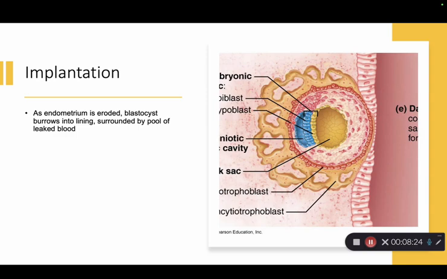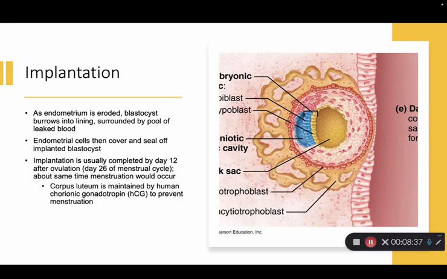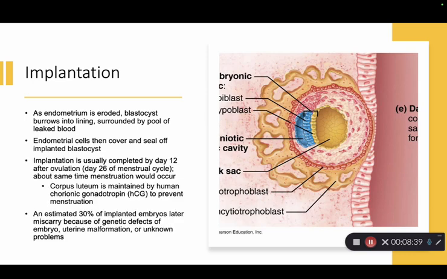As the endometrium is continuously eroded, and as the blastocyst burrows into the lining, it becomes surrounded by a pool of leaked blood, and the surrounding endometrium will start to form a seal, and maternal blood will begin to pool near the trophoblast. This blood supply is really crucial for early nutrient and gas exchange, and again, by day 12, the implantation is secure, and the embryo begins to signal its presence biochemically, primarily through HCG secretion.